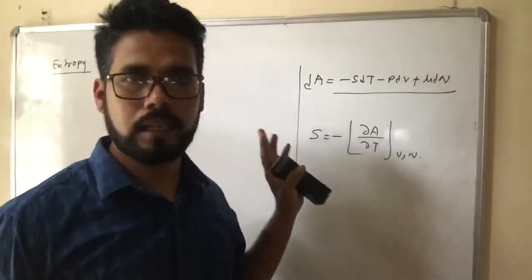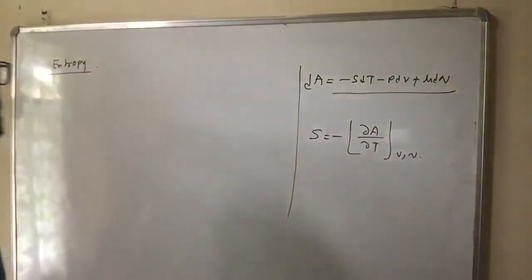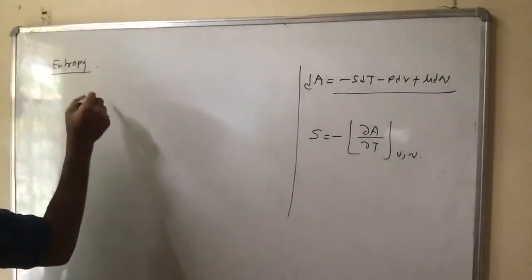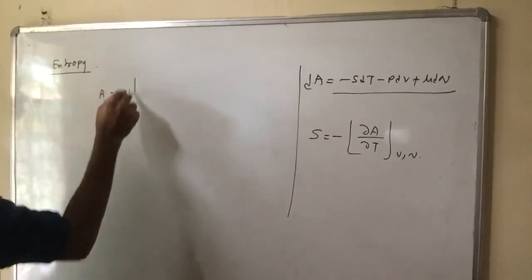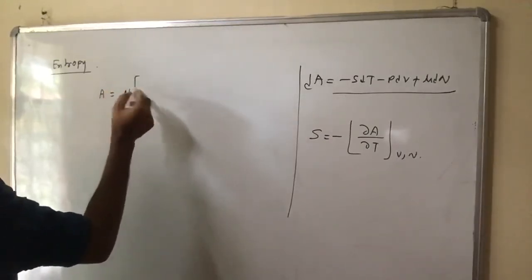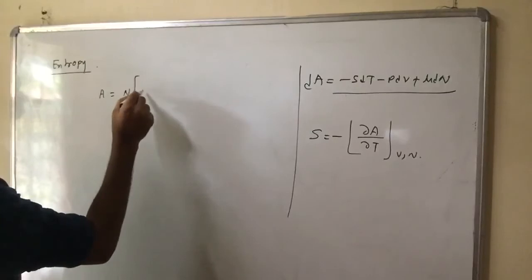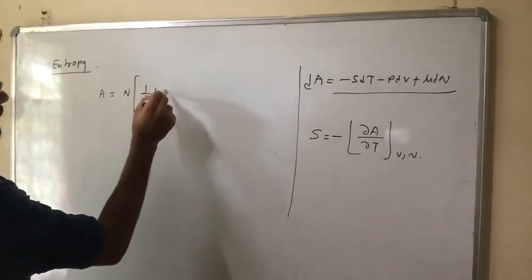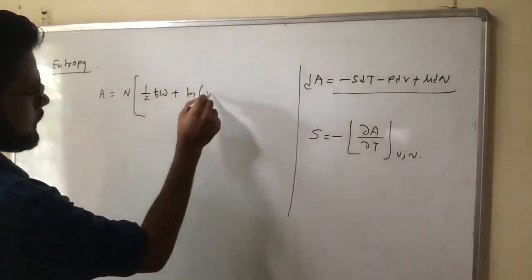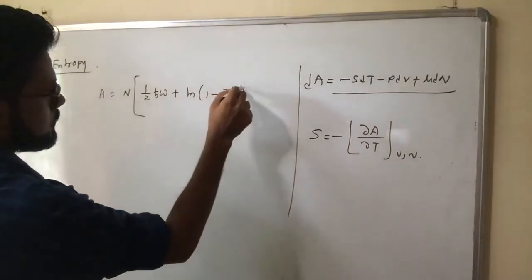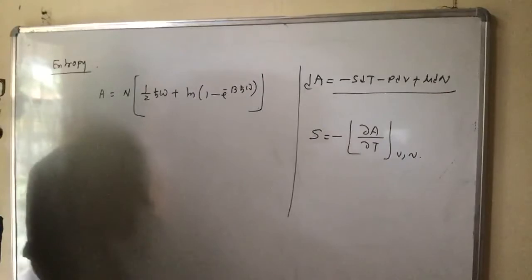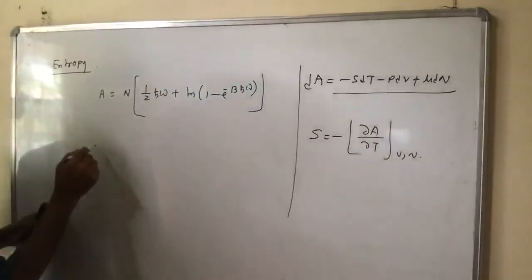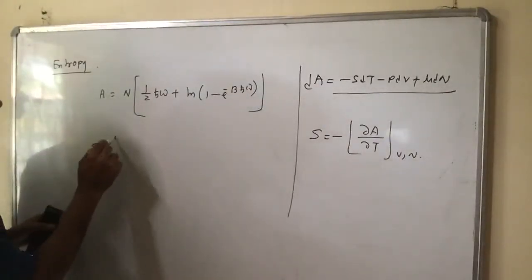So the free energy I have already derived. What am I getting? The free energy is N times, half h cos omega plus ln of 1 minus e to the power minus beta h cos omega. This is the free energy of the system. Clear? So entropy is just the differentiation of this with respect to T.